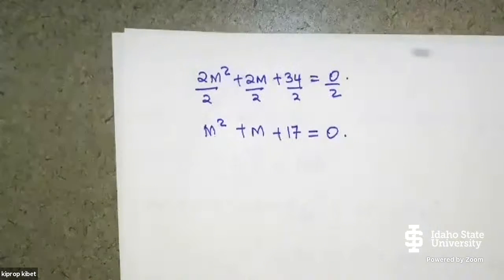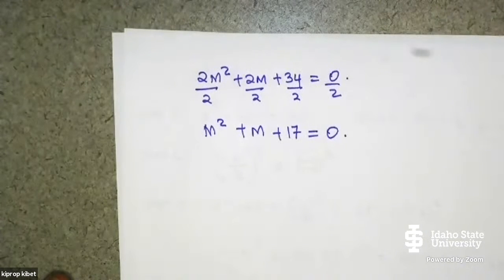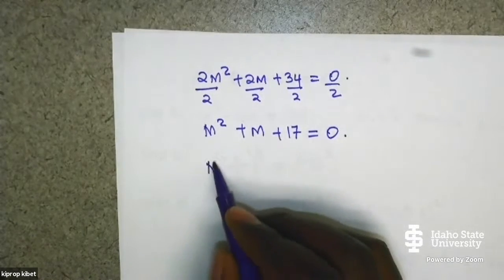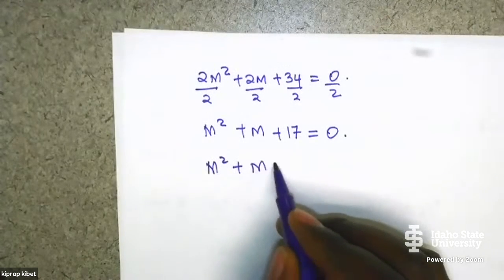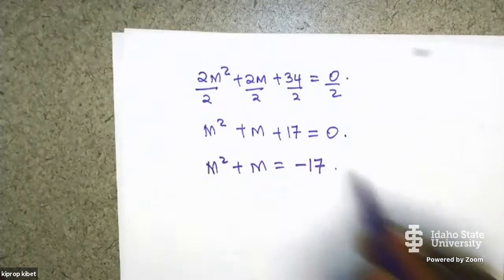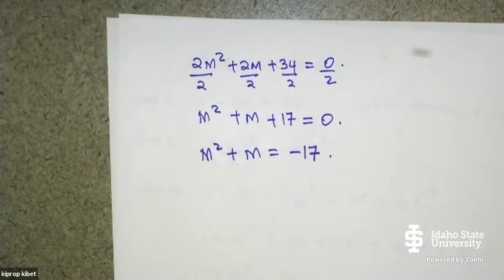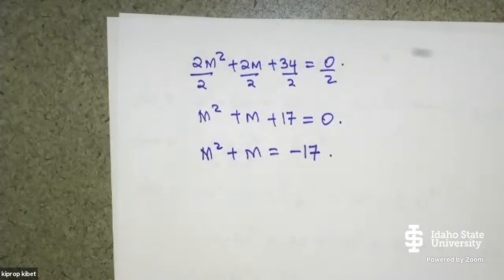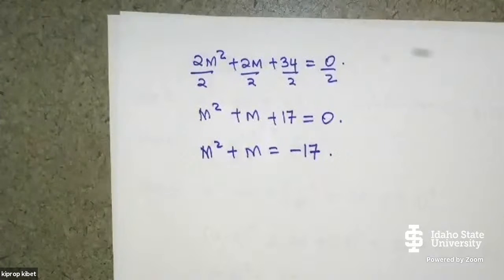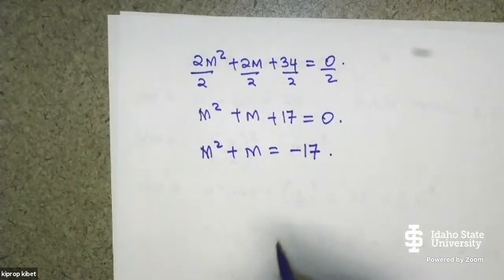The second step is to isolate the variable and the constant. So m squared plus m equals minus 17. What is our third step? Identify the coefficient of m. And our coefficient of m there is 1.